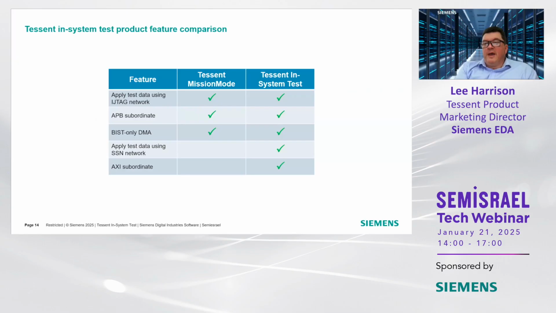So if we compare the two products, Tessent MissionMode is applying data over the IJTAG network. It supports the APB infrastructure, whereas the new Tessent In-System Test product also supports full SSN, so connection to the full SSN network, and to meet those speed requirements also has support of AXI.